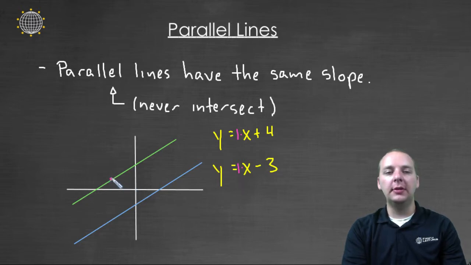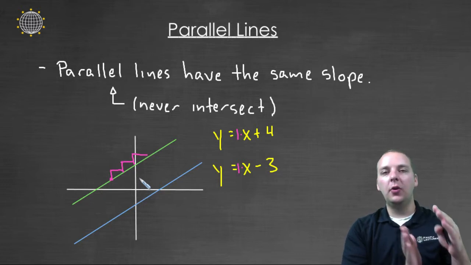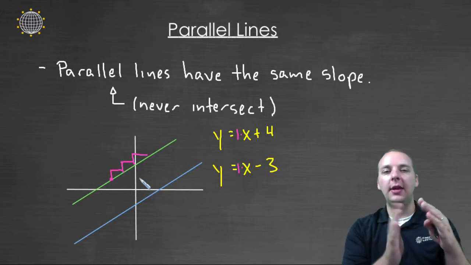So for both of these lines, between one point to another, you could go up 1 over 1, up 1 over 1, up 1 over 1. And so since they have the same slope, they're going up at the same rate, and they'll never ever cross.